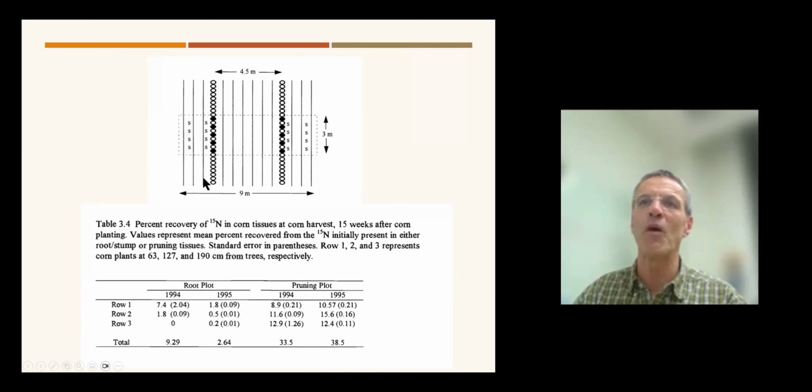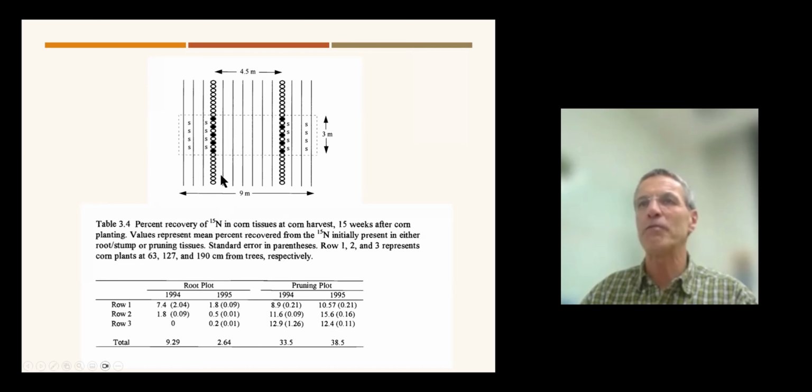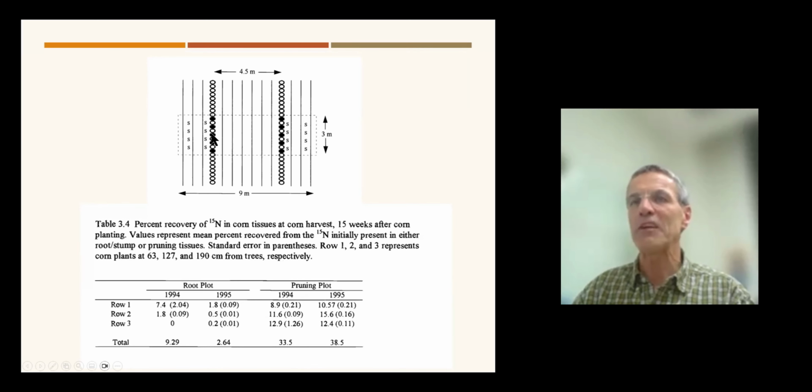So this is row 1, this is row 1, and this is row 1. So 1 away from the tree. Row 2 is further away, row 3 is yet further away. And I could also look at, if a plot did not receive any prunings, is nitrogen from the roots going all the way over into my corn? And I could see that it does, but only as far as row 2. Row 3 did not get any benefit nitrogen directly from the tree.